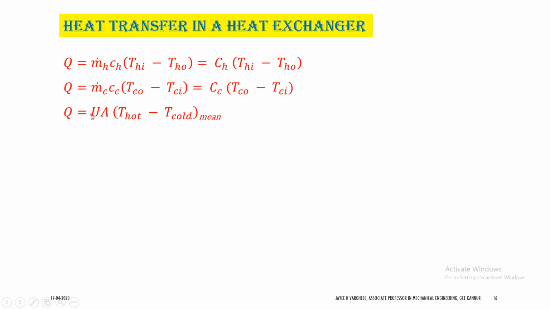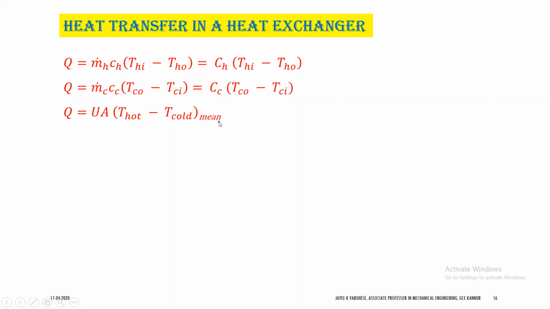Now, in the case of a heat exchanger, the heat exchanged can be written as a product of overall heat transfer coefficient into the area, multiplied by T hot minus T cold, the temperature difference between hot fluid and cold fluid. And suffix mean is used here.